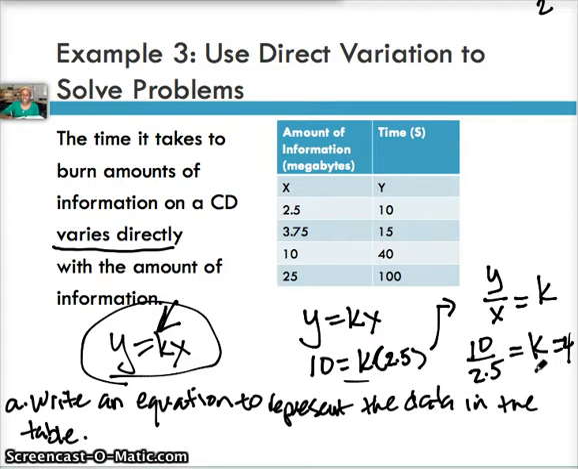All right, so with that in mind, we've got this value. So let's write our equation. Our equation is Y, so for the time, Y is time in this case, for whatever Y amount of time you have, you can get 4 times X amount of megabytes of information onto a CD in this amount of time. So that's our relationship here.